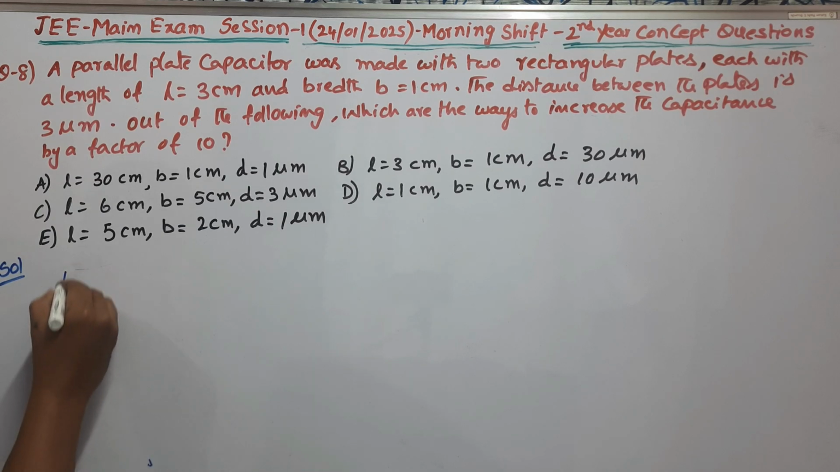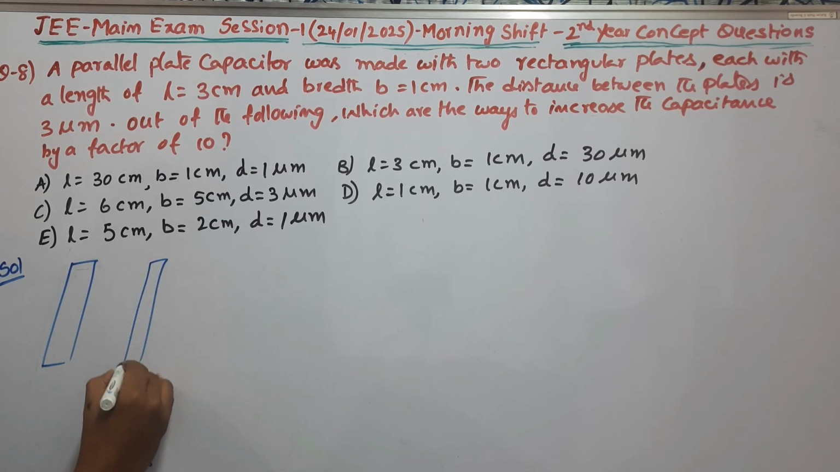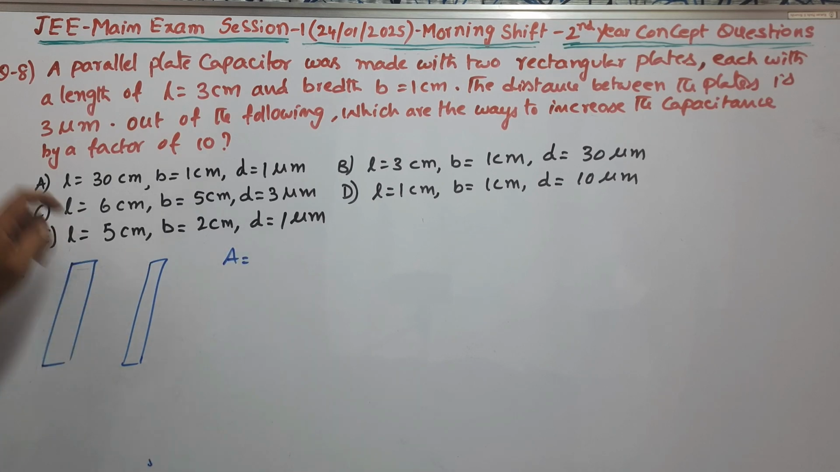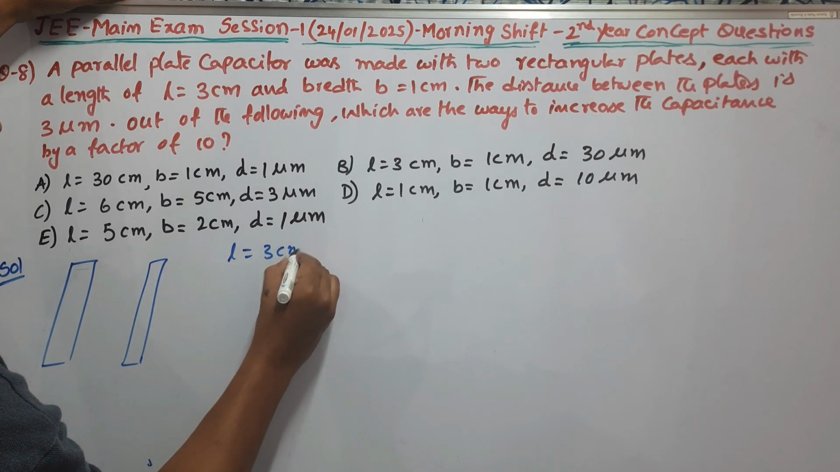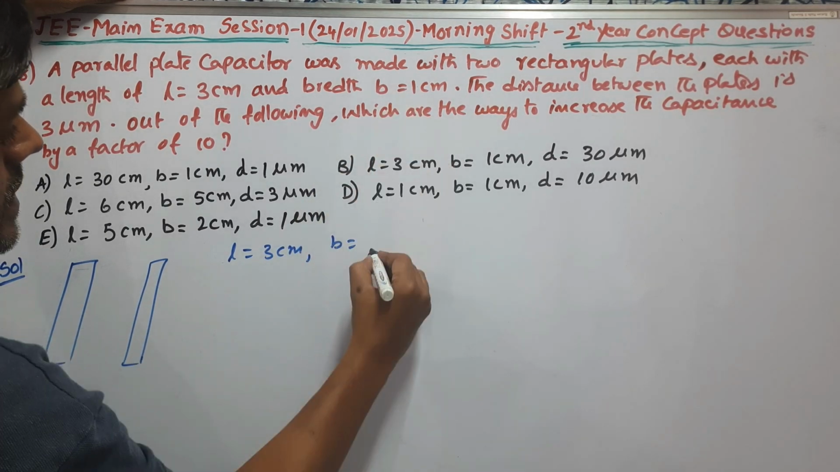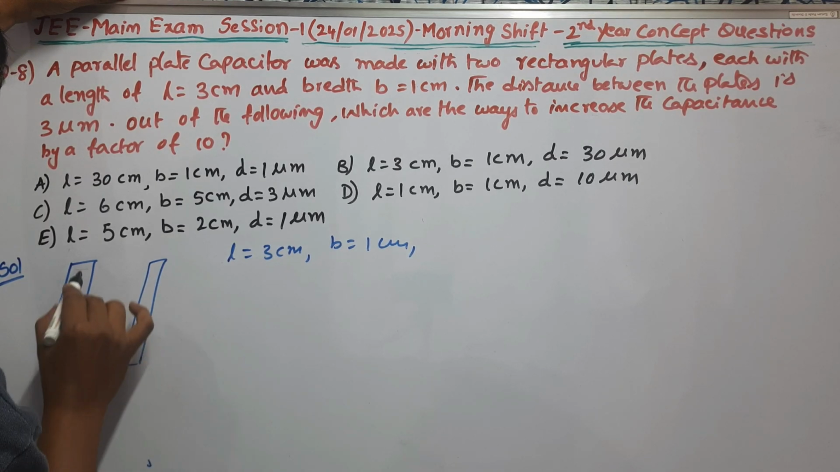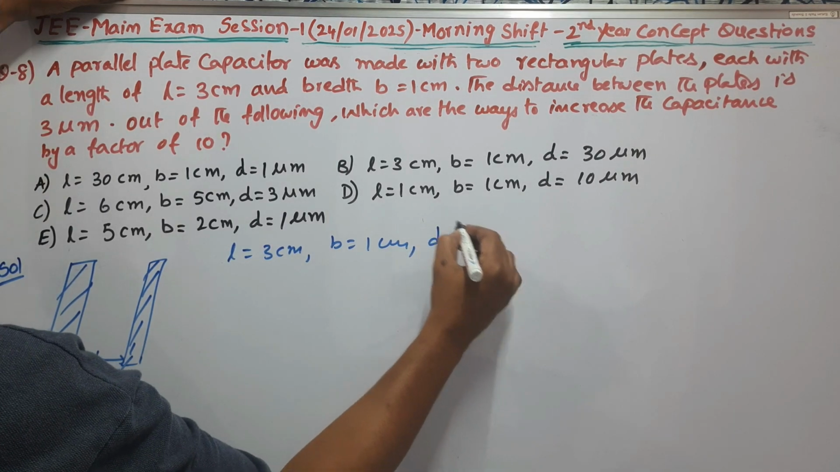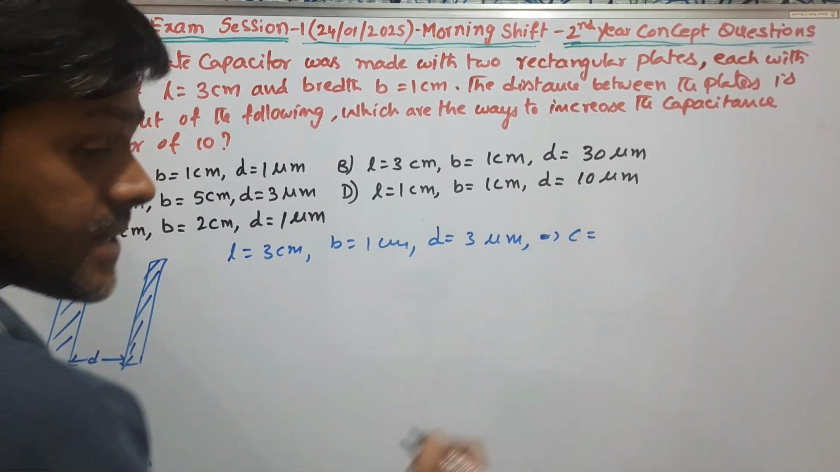These are the rectangular metal plates. You can make a parallel plate capacitor of some area. What is the area of the metal plate? It is not given directly. Length is given, 3 centimeter. Breadth B is equal to 1 centimeter, and the separation distance between them, D, is equal to 3 micrometer. That implies the capacitance of a parallel plate capacitor.